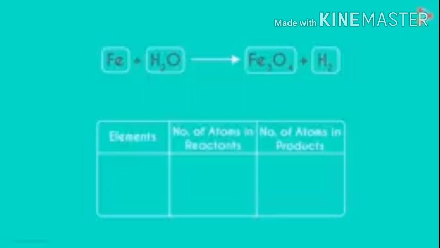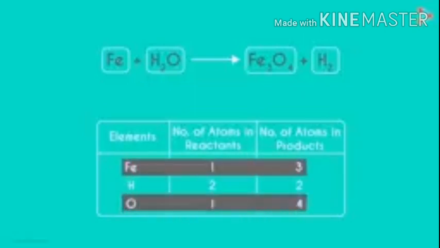After that, try to write the number of atoms on the reactant side and the number of atoms on the product side. Try this. On the reactant side, there is only one iron atom. On the product side, it contains 3 atoms of iron. On the reactant side, there are 2 atoms of hydrogen, whereas the number of hydrogen atoms on the product side is also the same. The number of atoms of oxygen is 1 on the reactant side. The number of atoms of oxygen on the product side is 4. So you can see from the table, the unbalanced part is iron and oxygen.